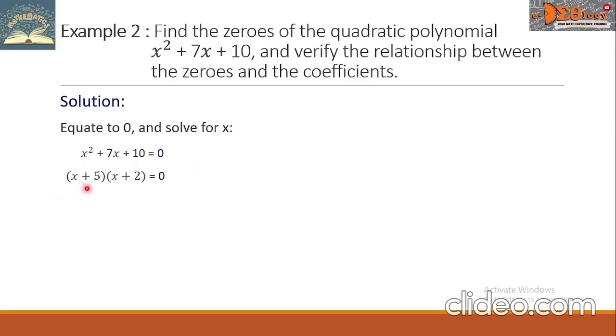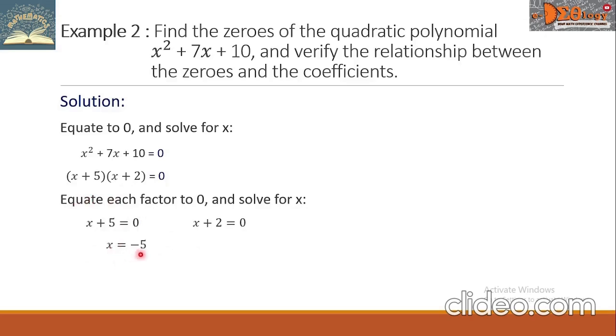So we have (x plus 5)(x plus 2) equals 0. Let's equate each factor to 0 and solve for x. The first factor, x plus 5 equals 0. The second factor, x plus 2 equals 0. When we solve for x, in here, x equals negative 5. In the second equation, x equals negative 2. These are the zeros of our polynomial.